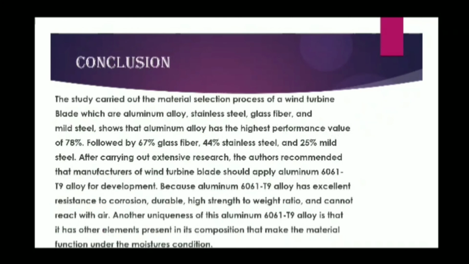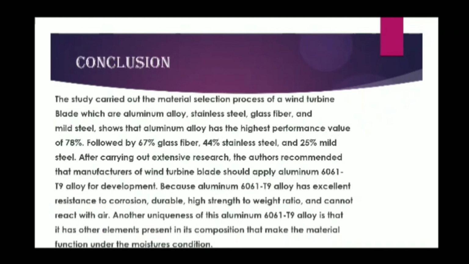Conclusion: the study carried out the material selection process for a wind turbine blade, among aluminum alloy, stainless steel, glass fiber, and mild steel, and shows that aluminum alloy has the highest performance value of 78%, followed by 67% glass fiber, 44% stainless steel, and 25% mild steel.